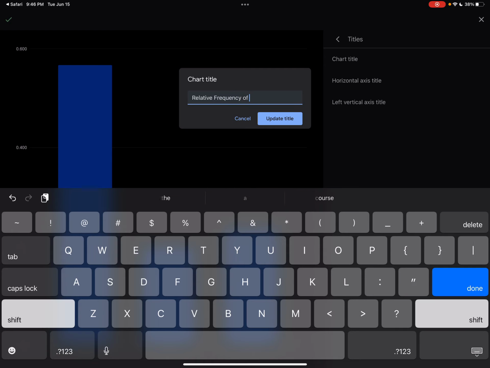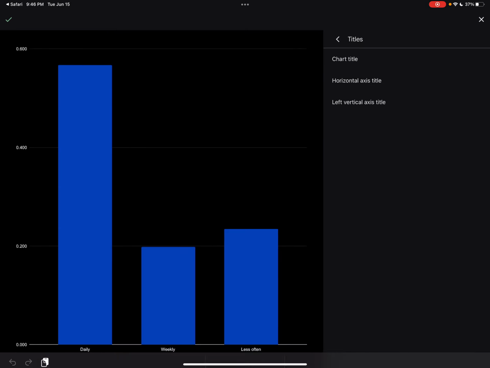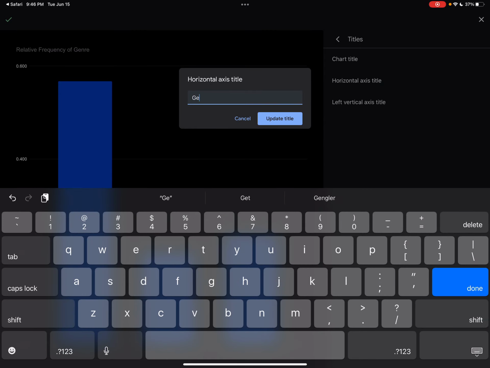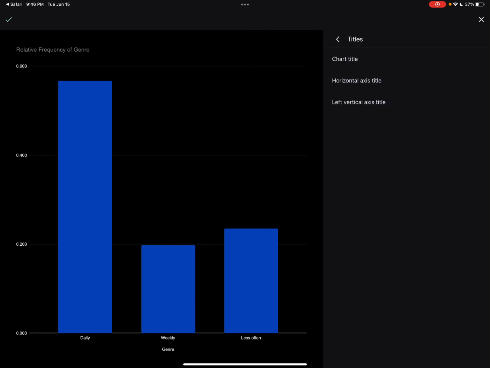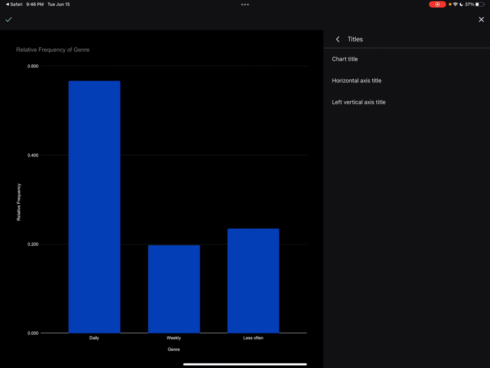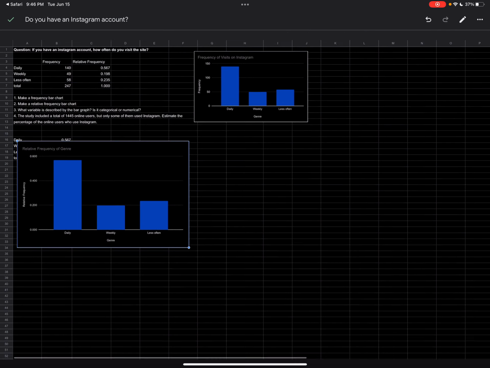Of the different genres. So there's our title. Horizontal axis, we'll put our genre. And our vertical axis, we'll put our relative frequency. And we'll hit the green check mark. And so there is our second graph.